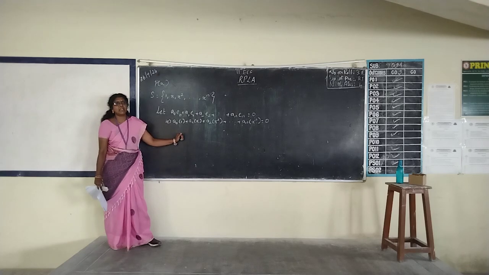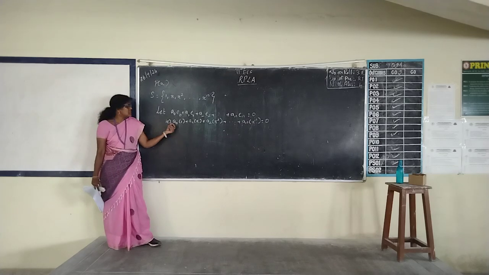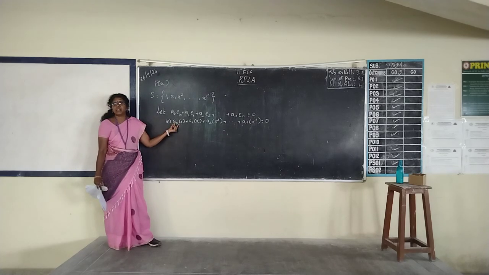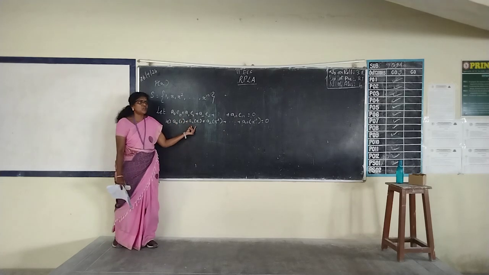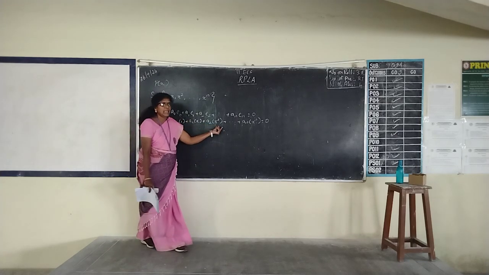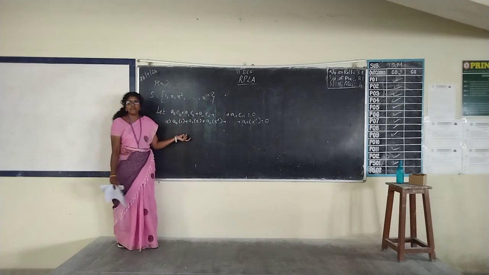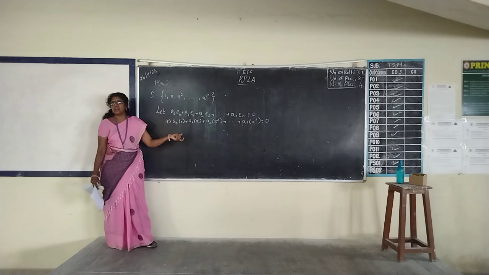This is possible only if... which A? Any one A or all A? All A. Because A0 is the coefficient of the constant, A1 is the coefficient of x, A2 will be the coefficient of x squared, etc. So this can be 0 only if all the coefficients are 0.